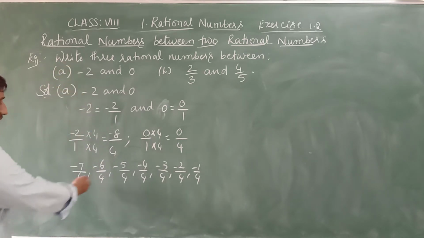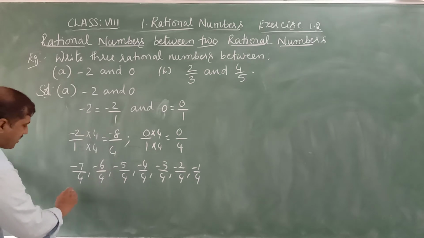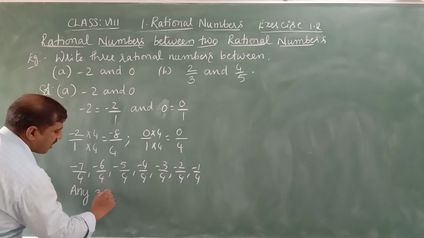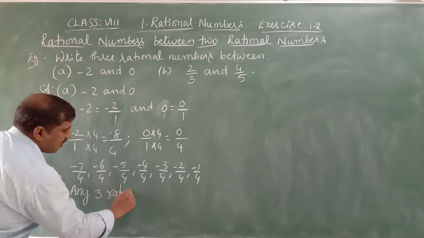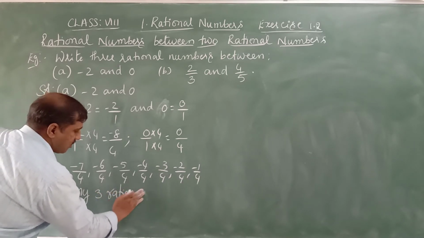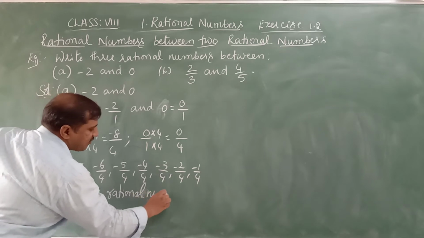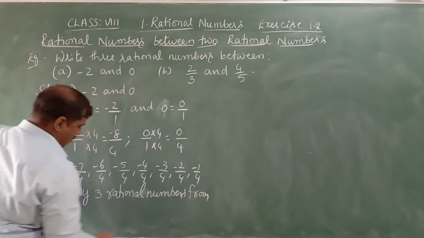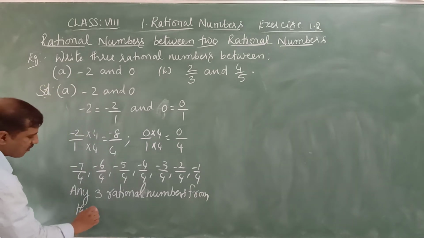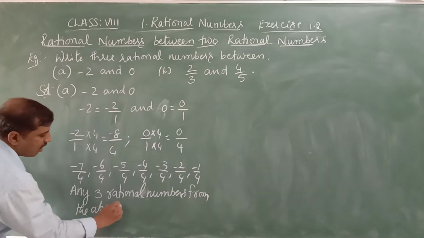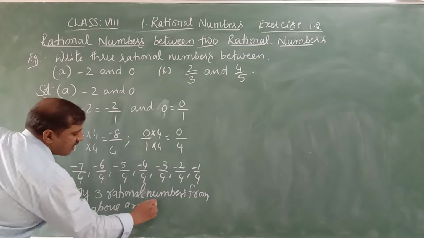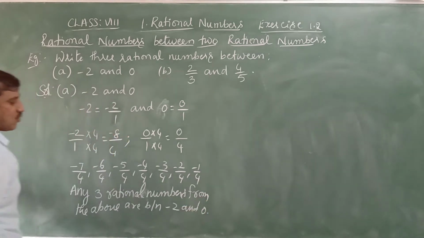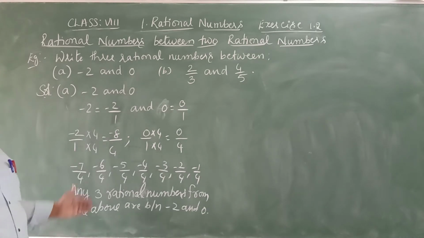So you take any three rational numbers from the above, or between -2 and 0. Clear? Like this we can.